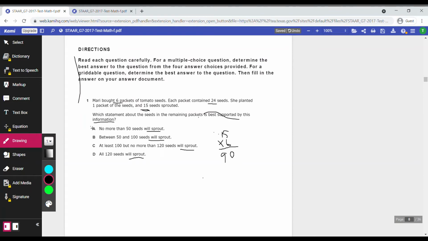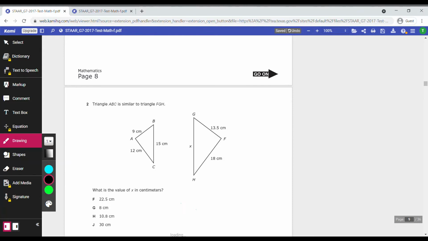No more than 50 seeds will sprout. Wrong. Between 50 and 100 seeds will sprout. Yes, because 90 is between 50 and 100. At least 100, but no more than 120 seeds will sprout. No. All 120 seeds will sprout. No. So our answer is B. Let's go on to number 2.